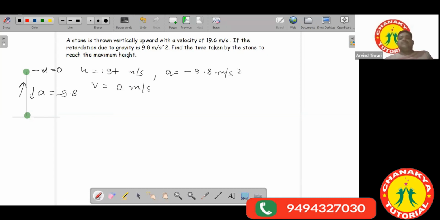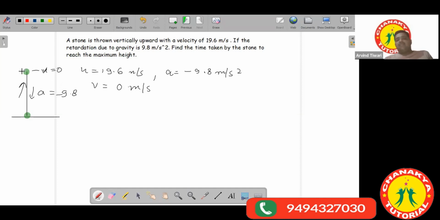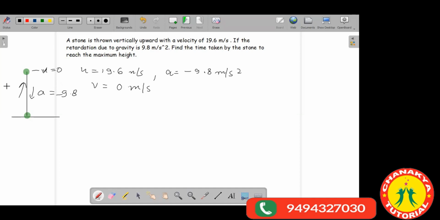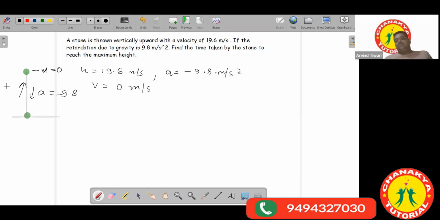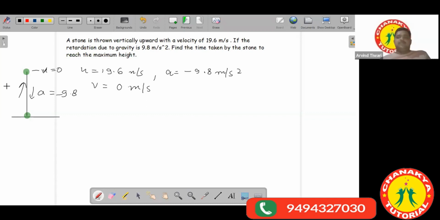It's 19.6. The time taken by the stone to reach maximum height is 2 seconds. When it reaches the maximum height, its speed will become 0, since as the ball moves upward, its speed is decreasing continuously. Sir, is the answer 29.4? No, the answer is not 29.4. Is it 2 seconds? Yeah, the answer is 2 seconds.